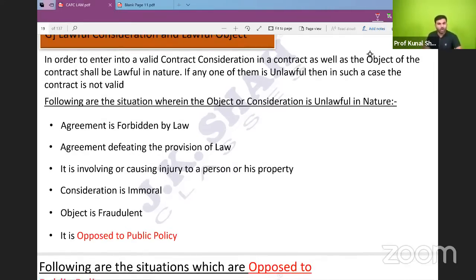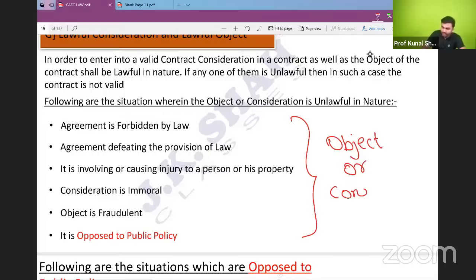Now, law says the following are the situations wherein the object or consideration is unlawful in nature. So there are over here a few circumstances wherein either the object or consideration is unlawful in nature.